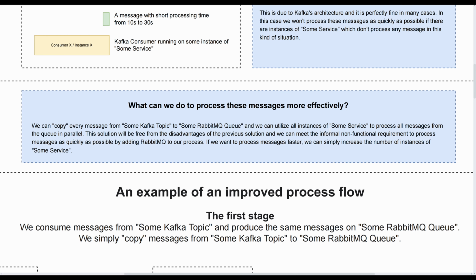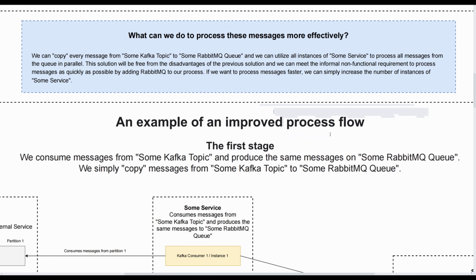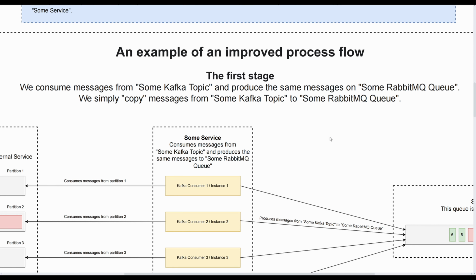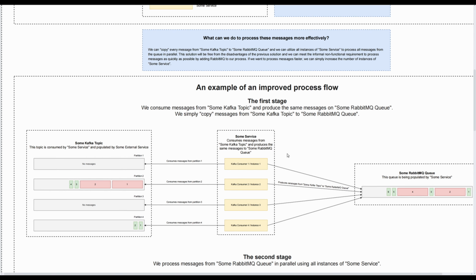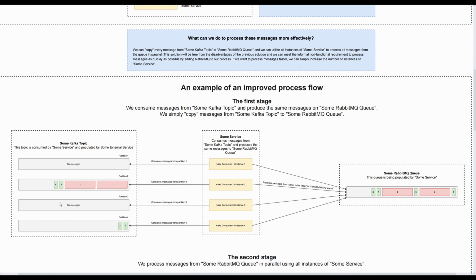If you want to process messages faster, we can simply increase the number of instances of some service. Here is an example of an improved process flow. I have to zoom out a little bit. So at the left side we can see the same situation. We still have some Kafka topic with the same messages here, and we are still consuming these messages from some Kafka topic by some service.